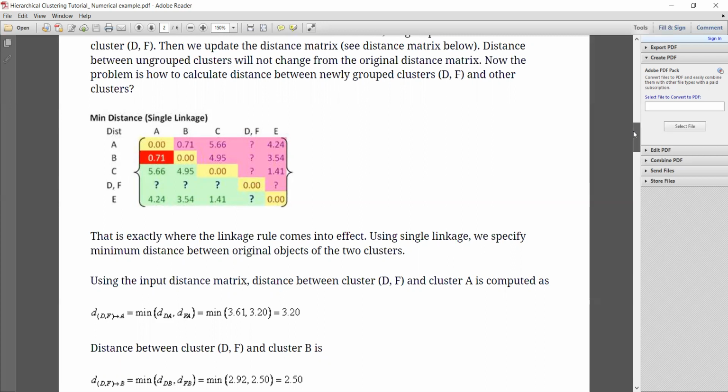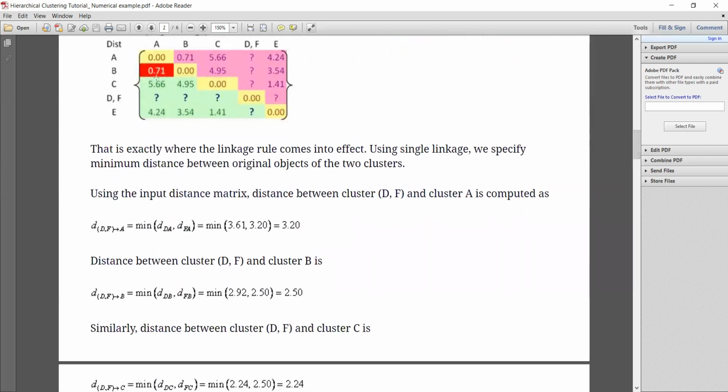Now we have obtained this value. Here we had put the question mark and we have calculated this value. So this value we are getting is 3.20, right? Now calculate the distance between DF and my B cluster, right? My DF cluster and B cluster, this one. Now, how will you calculate this? Again, repeat the same process.